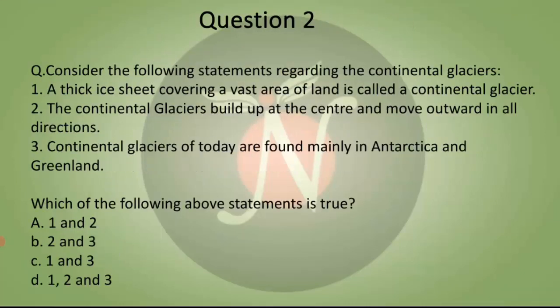Then we will come to our second question. Consider the following statements regarding the continental glaciers. First, a thick ice sheet covering a vast area of land is called a continental glacier. Second, the continental glaciers build up at the center and move outward in all directions. Third, continental glaciers of today are found mainly in Antarctica and Greenland. Pause the video, try to answer. So the answer to this question is option D.